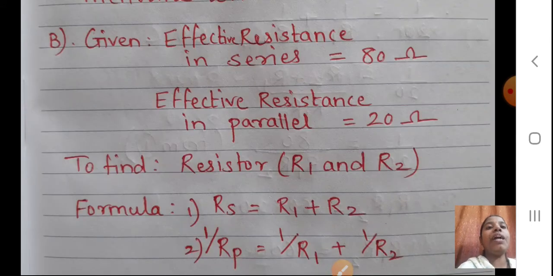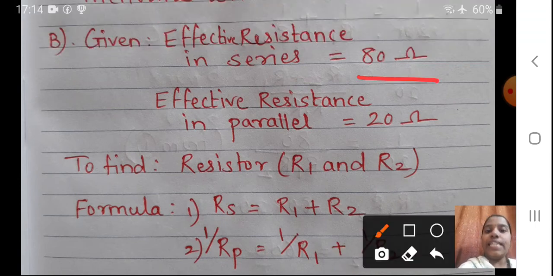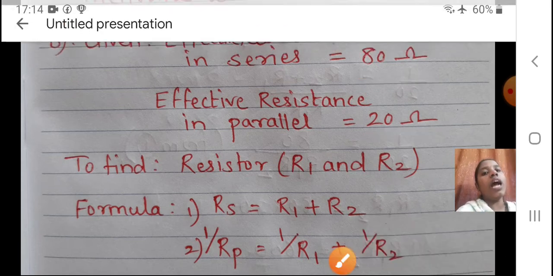See here, what is the B part? Given effective resistance in series. What is the effective resistance in series, students? 80 ohms, right? Effective resistance in parallel, what is that? 20 ohms. To find the resistors, we have to find R1 and R2. What formula will you use? Effective resistance in series, RS, is equal to R1 plus R2. And 1 upon Rp is equal to 1 upon R1 plus 1 upon R2.